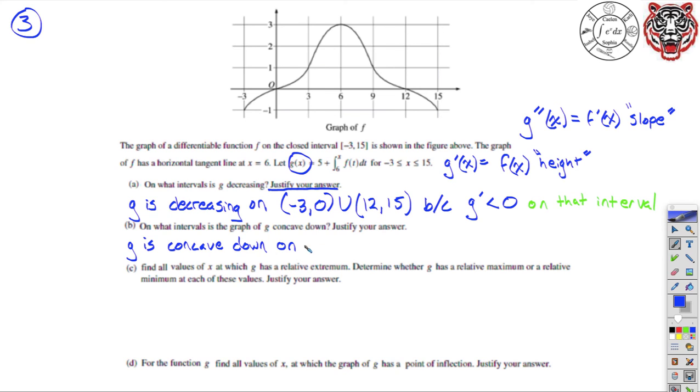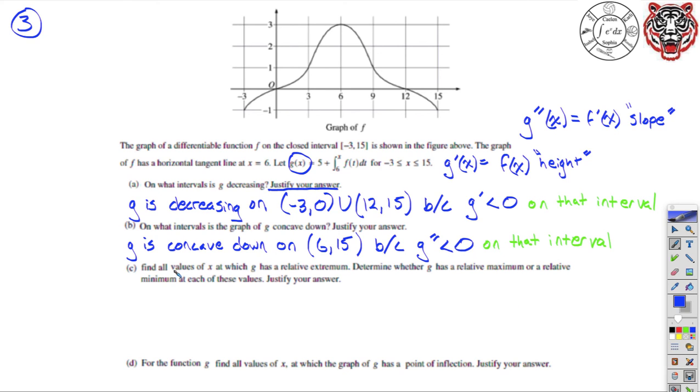From 6 to 15. Why? Because the slope is negative. Or because G double prime is less than 0. Perfect, yeah. And if you want to be more specific, on the interval. Exactly. Thank you, Isabel. It's always that response. I'm writing it in green because it's not needed for my class or the test. It just makes it sound really nice.